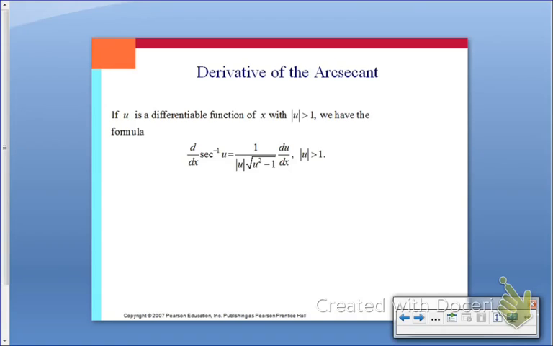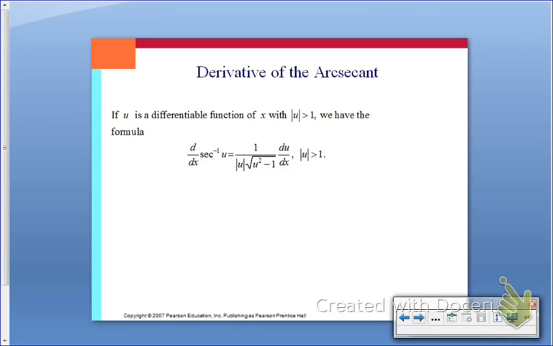Inverse secant of u. This is probably the toughest one for people to memorize, only because it just looks so funny. You have 1 over absolute value of u, square root of u squared minus 1, times du dx. So the formula is you take and plug in the u, so that's a replacement step. And then the derivative piece of it is finding the derivative of u. That's the du dx part.